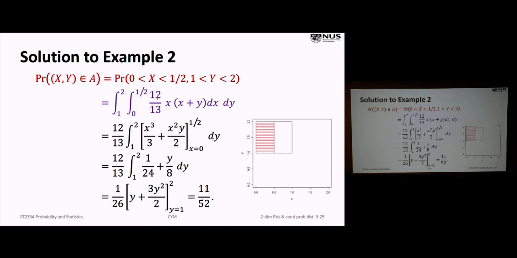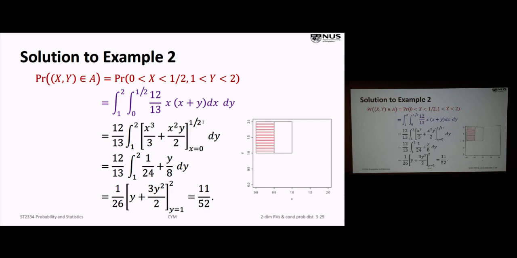So now I want to integrate this function. I can take 12 over 13 outside. That's just a constant with respect to x and y. So now what do I want to do? I want to integrate the function x squared plus xy first with respect to x. The integral of x squared is x to the 3 over 3, and the integral of xy is x squared y over 2. Y is a constant. I'm evaluating this between x is 0 and a half.